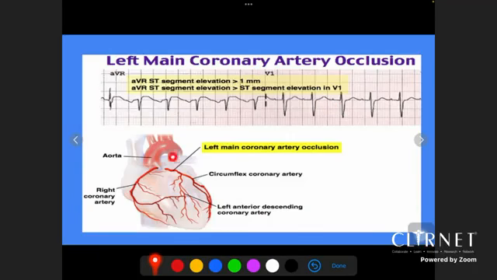This is the left main. You can see it is coming direct from the aorta, then giving the circumflex and LAD. This is the main supply of the whole heart. So if you close this one, it is inevitably fatal if not tackled very early.